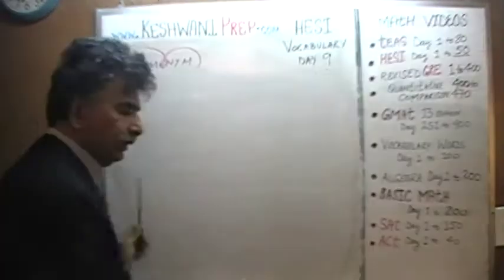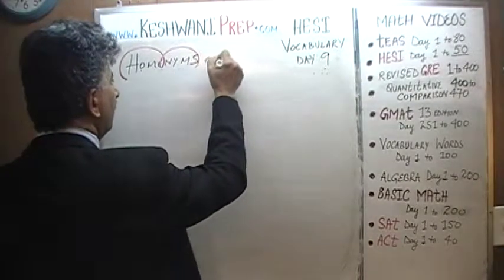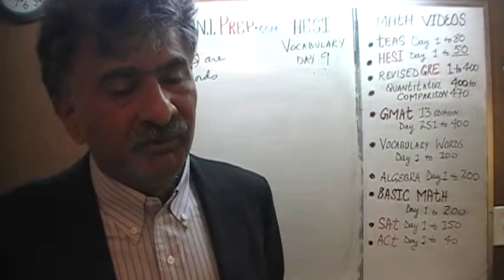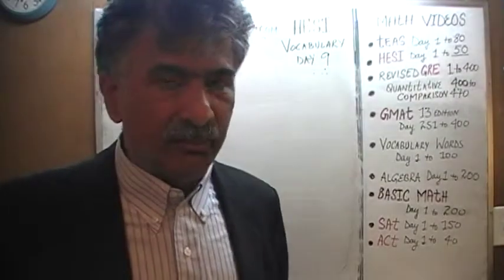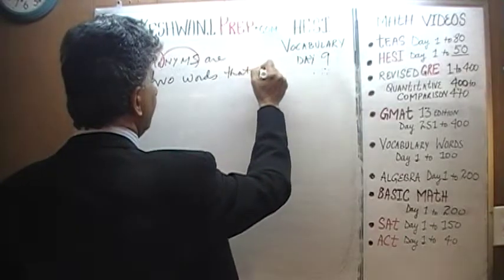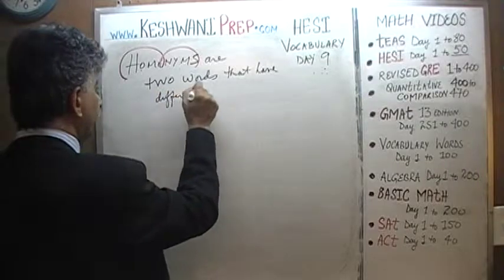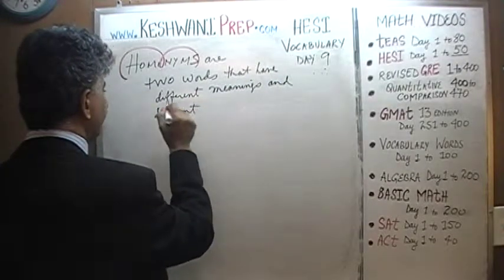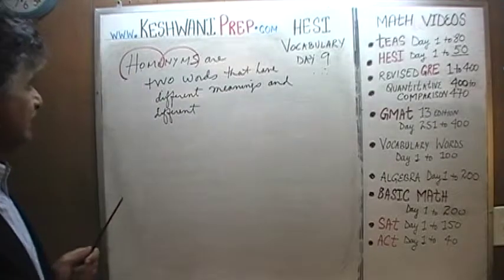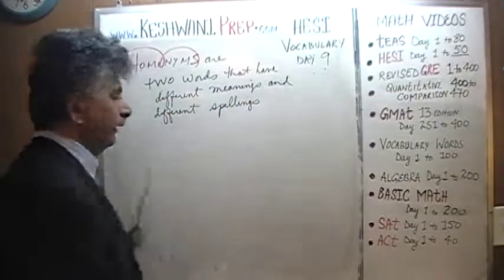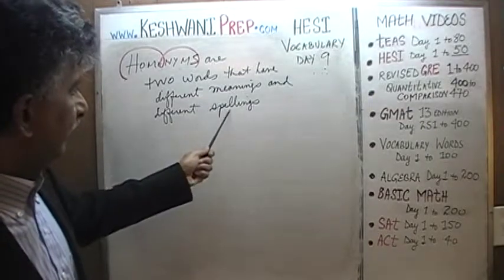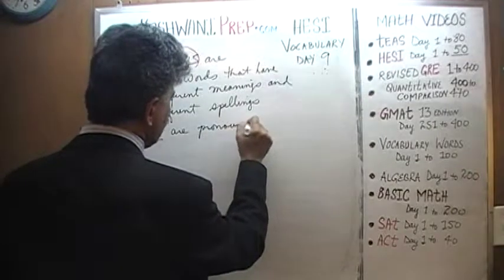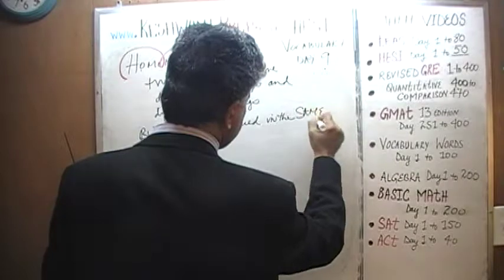Homonyms are two words, and sometimes more than two. But more than two is very rare. You will not very often find three or four words that would meet the condition that we're going to discuss. Usually it's the pair. Two words that have different meanings and different spellings. They're not spelled the same way. They have different meanings and different spellings, but are pronounced in the same way.